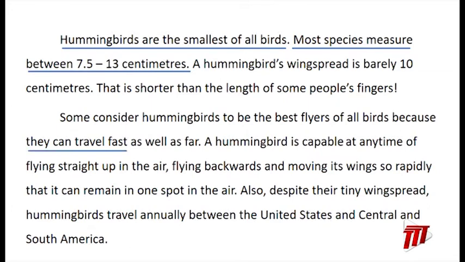We learn here that they travel fast. So that speaks to the ability of the hummingbird to fly. That could also be considered a characteristic of a hummingbird. They can travel fast. We also learn that they can travel far. That may be another characteristic you want to think about. So we have some so far.